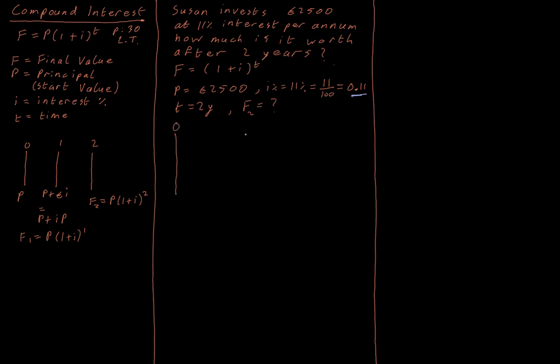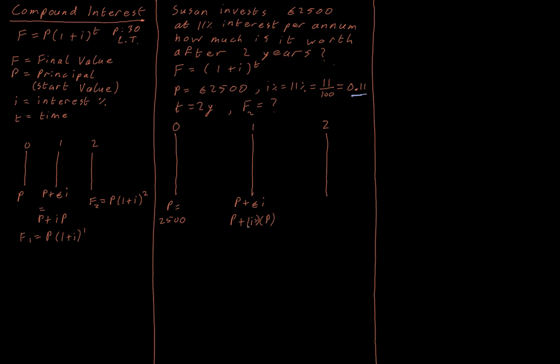So we start off in the present at year 0. No time has passed. After 1 year has passed, and then after 2 years have passed. So currently, I'm at the principal stage. Susan has €2,500. And then at the end of the first year, we're going to have added on a particular amount of interest. We're going to have added on the interest rate, our 11%, times what we started with.